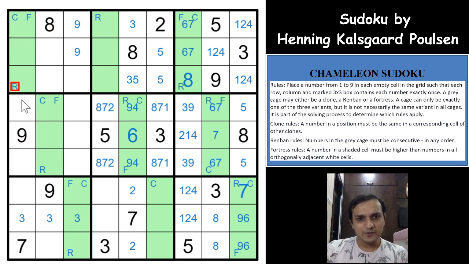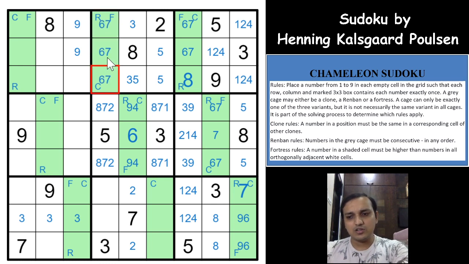So which means that all these 3 regions are Renban. This is a fortress, this is a Renban, and this is a fortress, and we need to have at least one of the clone regions in one of these 2 regions, and we have already eliminated a clone here, which means that this has to be a clone region. Excellent logic. We easily missed this, which means that this has to be a clone region, and which gives that these 3 cells have to be 6 and 7 in any order, right? Same way, 6 7 and 6 7, right?